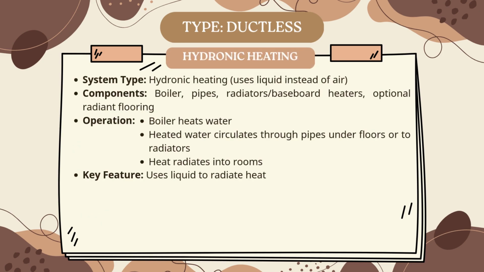The next system is the hydronic heating system that uses water instead of air. Its components include a boiler, pipes, radiator, and sometimes heated floors. The boiler heats the water and the heat is distributed through pipes to different areas. The system is known for providing consistent, comfortable heating, especially in colder regions.